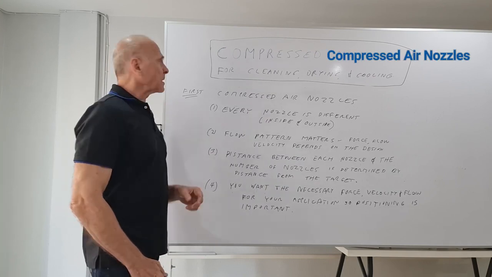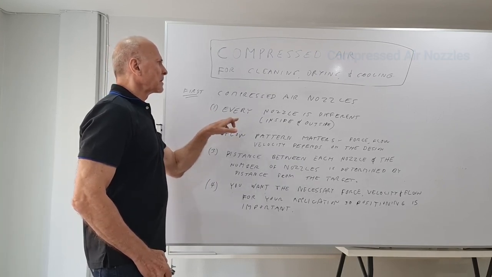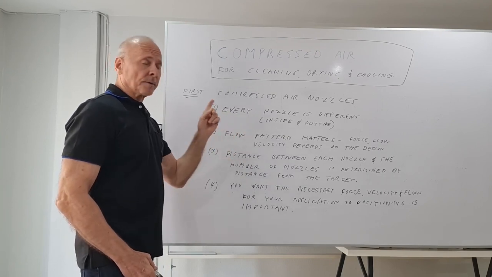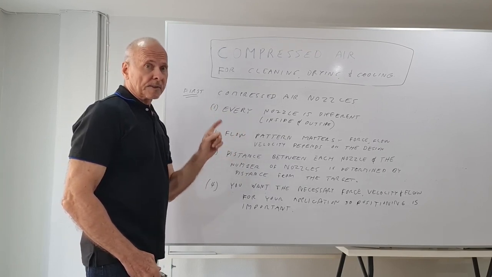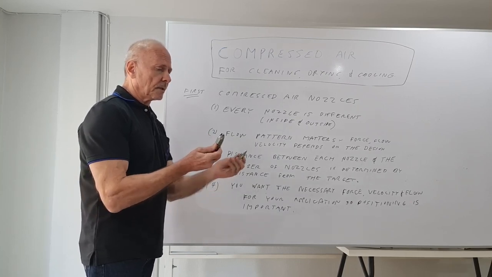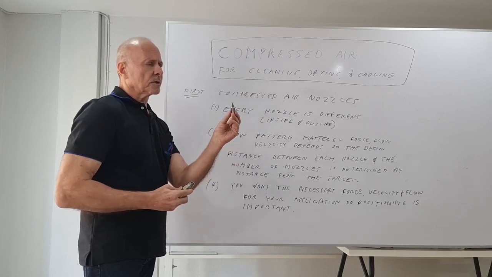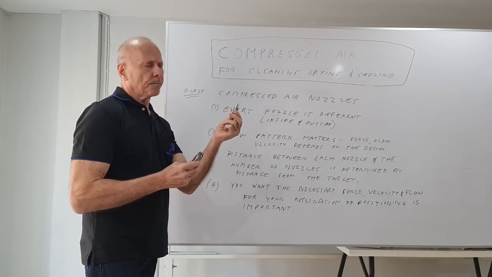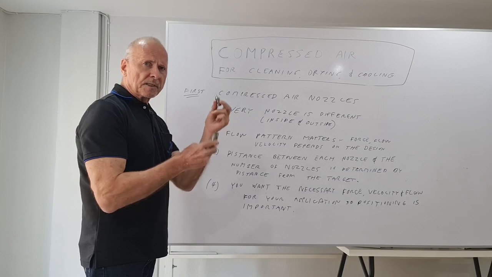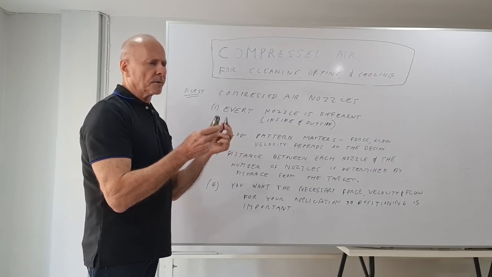So first, let's talk about compressed air nozzles. Every air nozzle is different, both on the inside and the outside. Generally, there are two types. There's the bullet-shaped nozzle that I have here, and there's also the more traditional cone-shaped nozzle. Depending on the design, one would be more appropriate than the other.